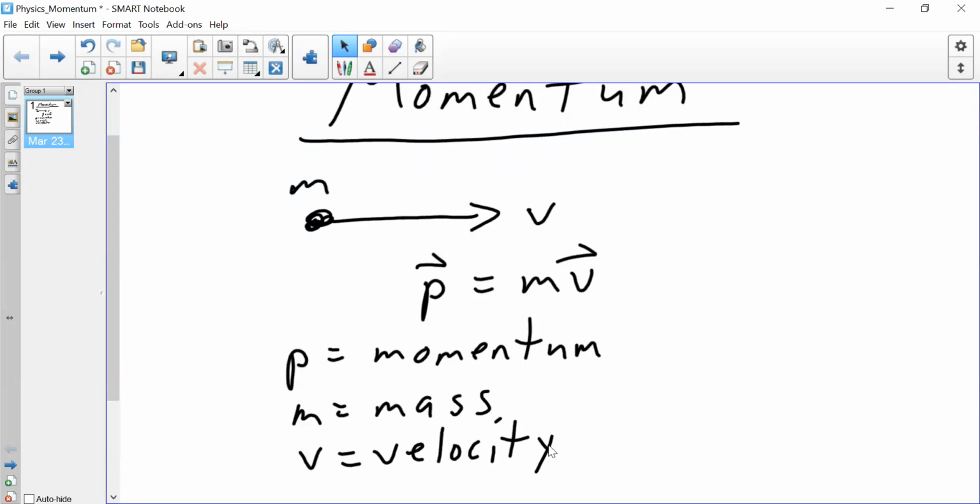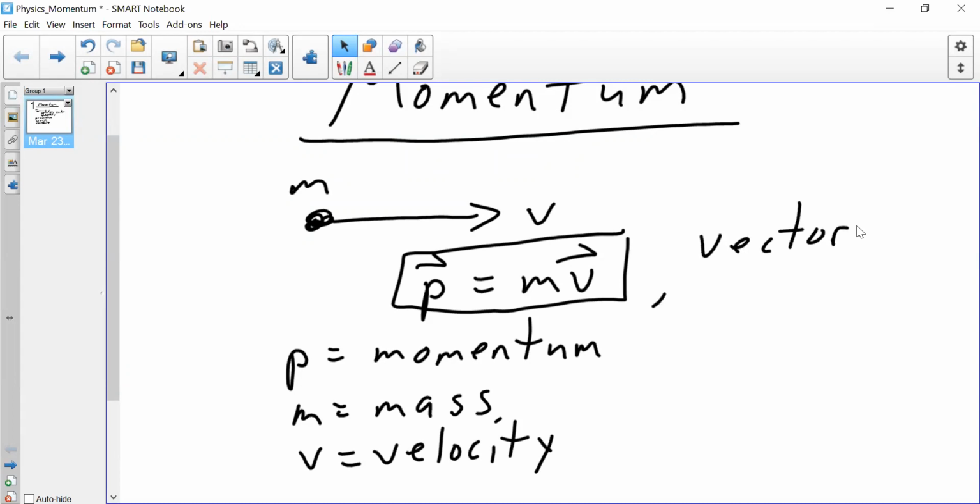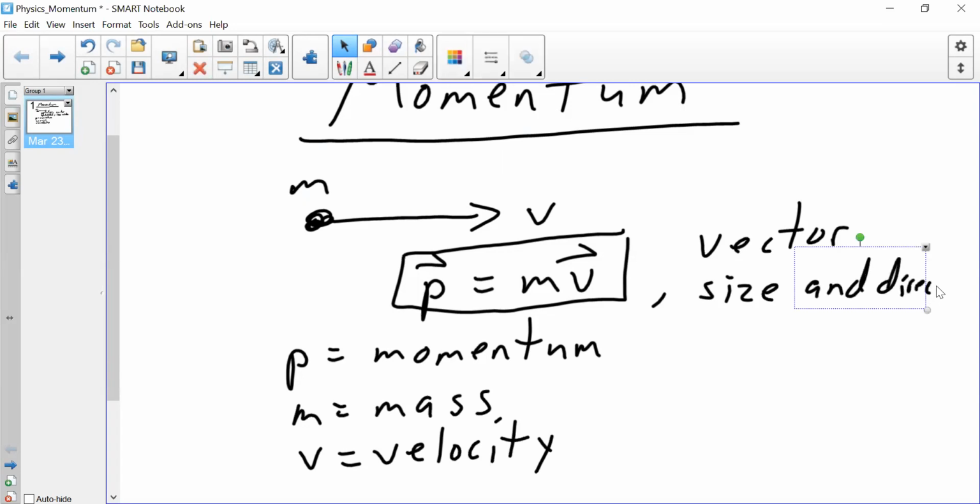As you can probably guess, momentum is a vector. It has a size, it has a value, and it has a direction. So it can point east, west, north, south, right, left, up, down, so it is a vector. Vectors have size, magnitude, and it points somewhere, direction. So it has a particular size and direction.